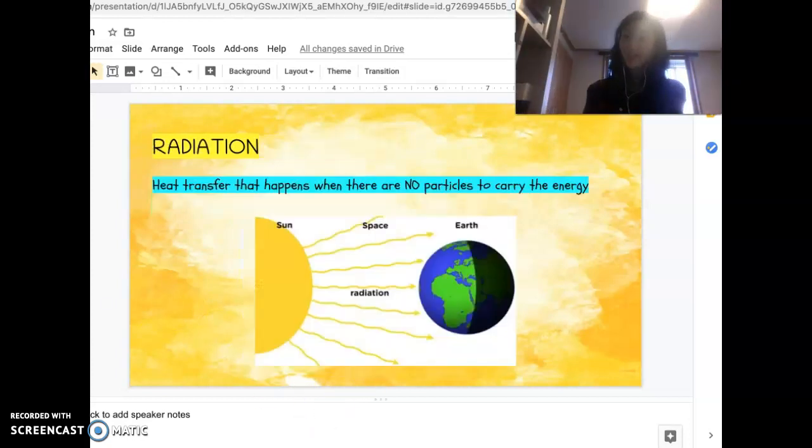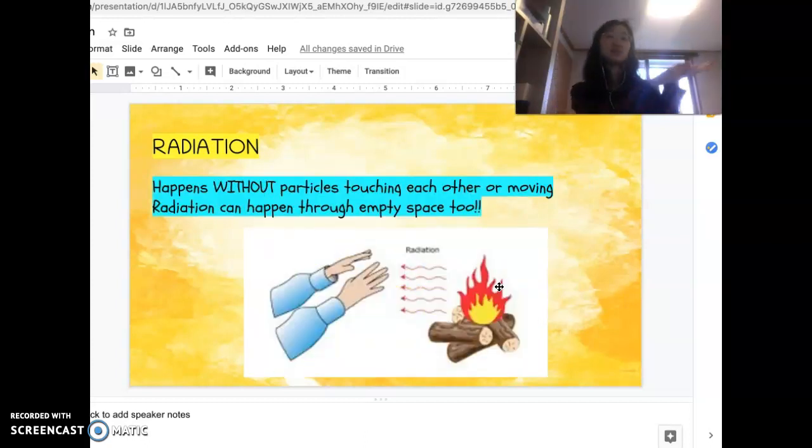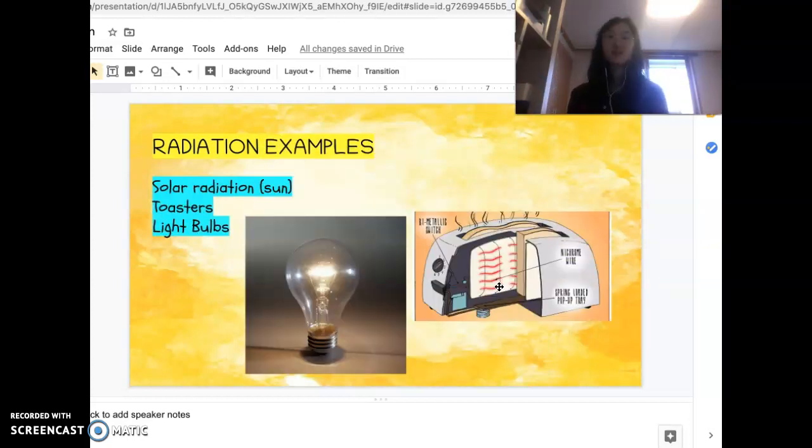On the other hand, radiation, there's no direct contact at all. There are no particles to carry that energy, right? Like the sun gives heat to Earth, but it's not touching Earth, right? Thank goodness. It radiates the thermal energy, the heat, and then it transfers. It changes it to thermal energy. And like the campfire example, you're not touching the fire, but you still get the heat. Examples are the sun, toasters to toast bread, microwaves, light bulbs, all that good stuff.